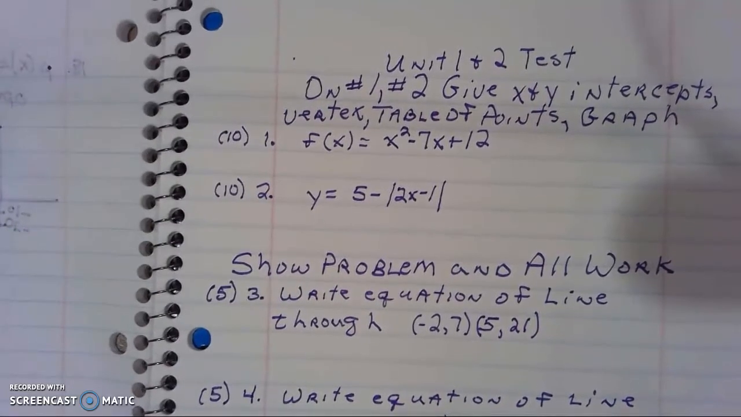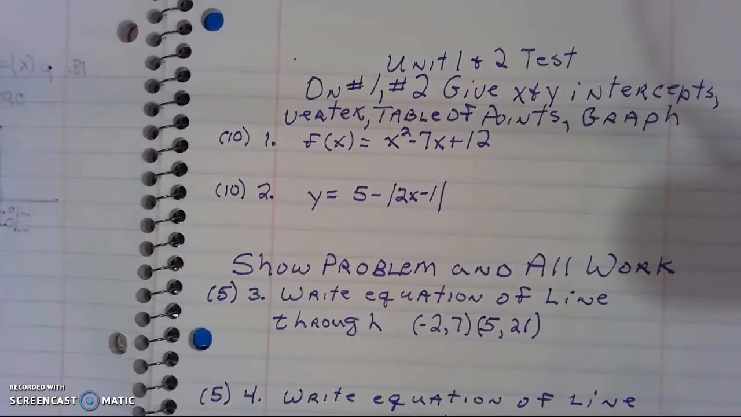This is the test for Unit 1 and Unit 2 in college algebra. On questions 1 and 2, give the x and y intercepts and show how you got them. Find the vertex, show how you got the vertex, a table of points, and graph.